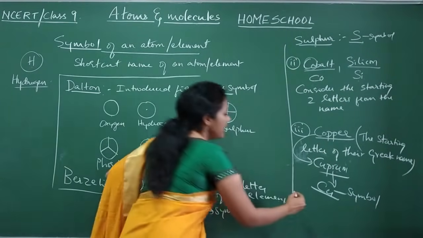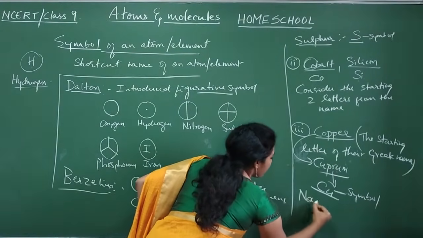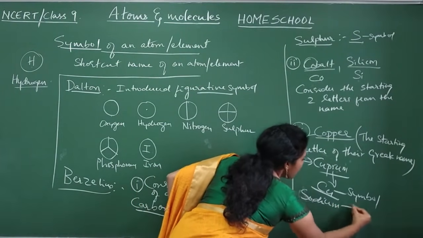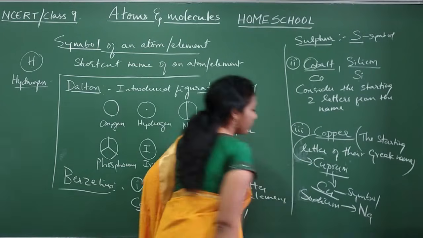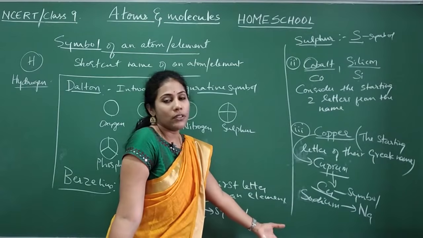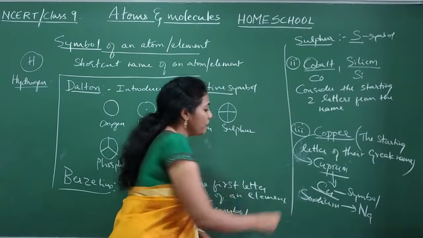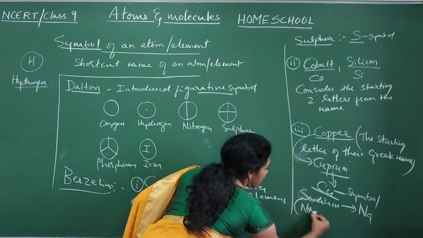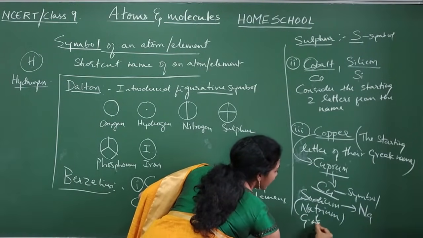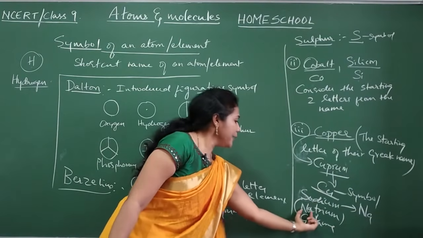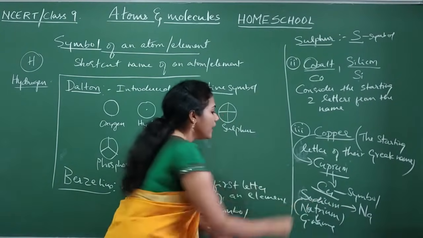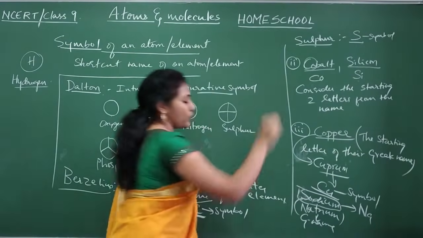In a similar way, sodium is there. You know what is the symbol for sodium? It is Na. They have not considered S. They have not considered SO also. But the Greek name for sodium is natrium. This is the Greek name, guys. Starting two letters of the Greek name, they considered as a symbol for this element called sodium.